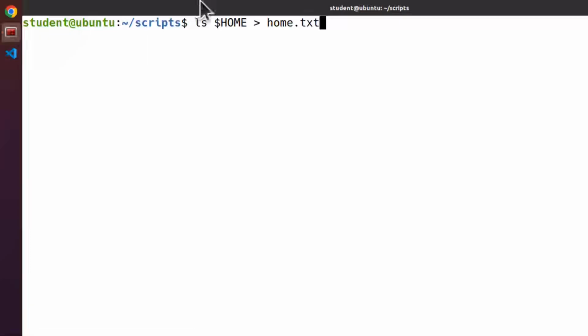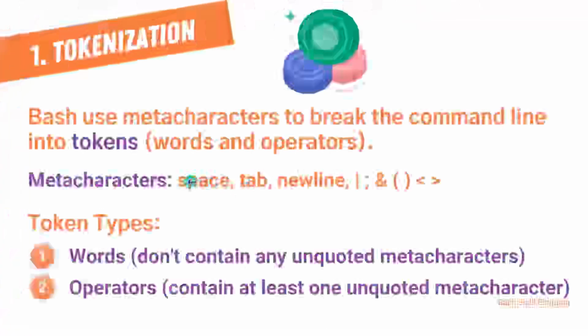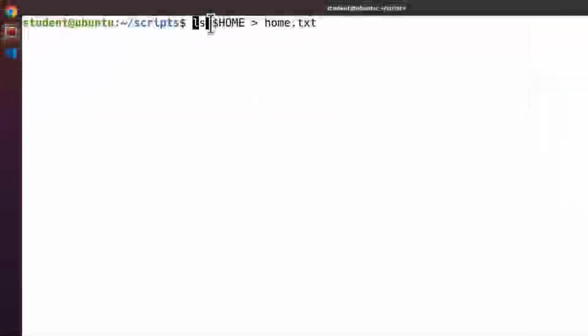The first step of the tokenization process is to identify meta characters and use them to break down the command line into tokens. These are all meta characters, and there's one meta character in our example, the space. So we can say that there are 4 tokens: ls, $home, >, and home.txt. Next, it will divide the 4 tokens into words and operators.